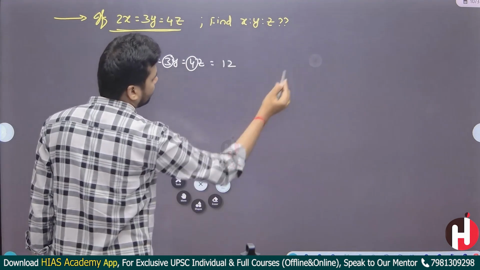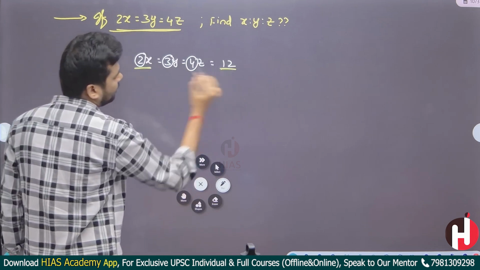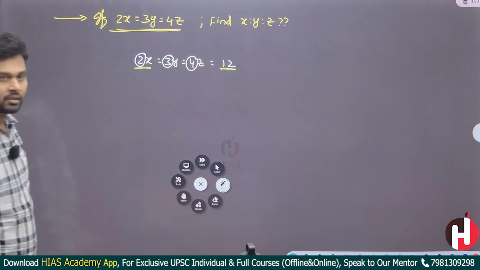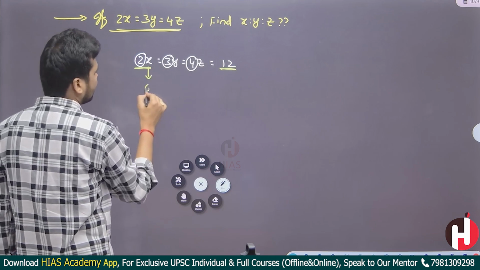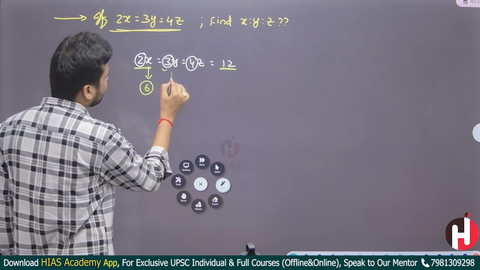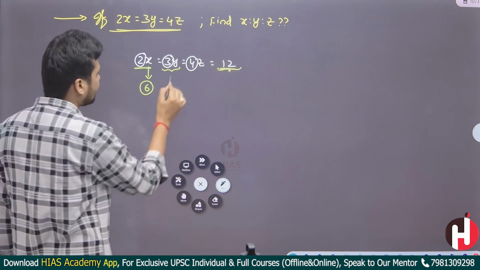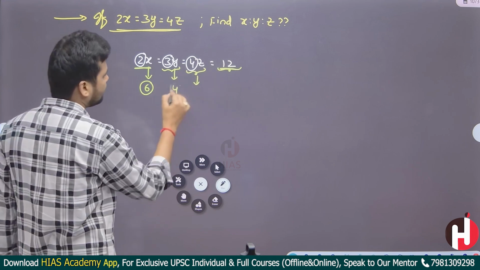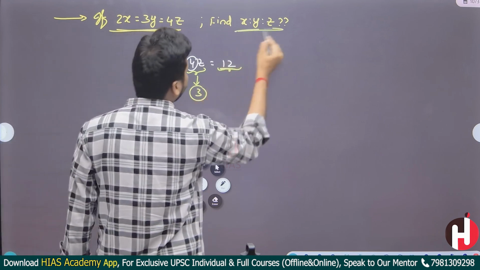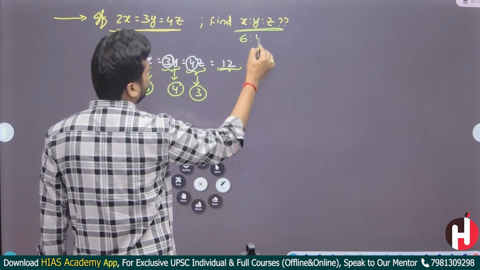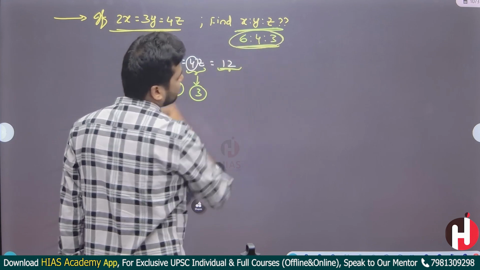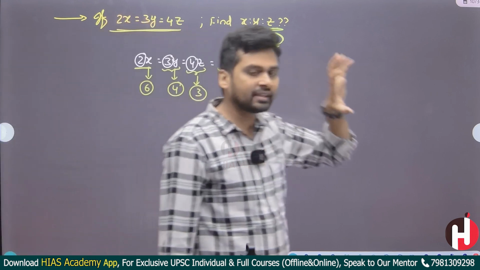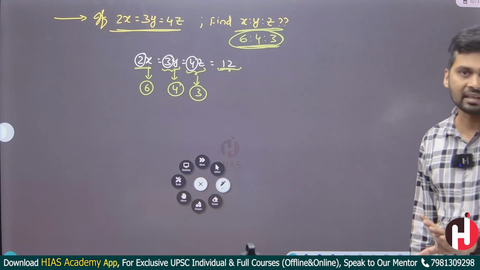Now we want x is to y is to z, so find the x value, y value, z value. 2x is equal to 12, so x is 6. Similarly, 3y is equal to 12, so y is 4. And 4z is equal to 12, so z is 3. So x is to y is to z is 6 is to 4 is to 3. This is the answer. If this type of problem is given, immediately take the LCM of the numbers and equate each term to that LCM.